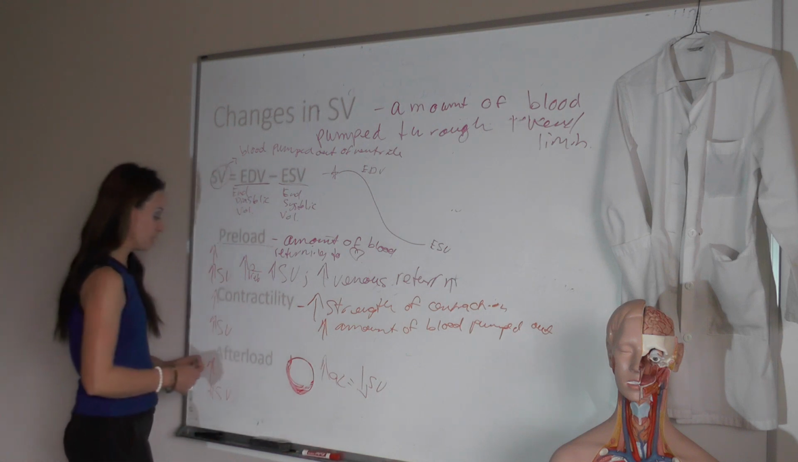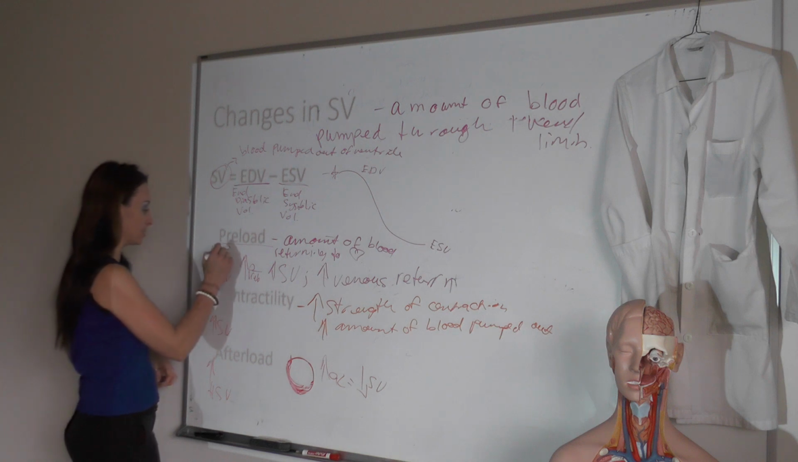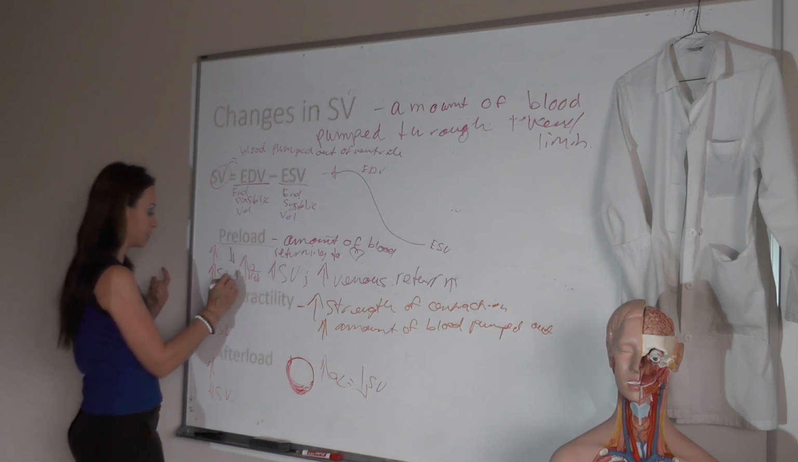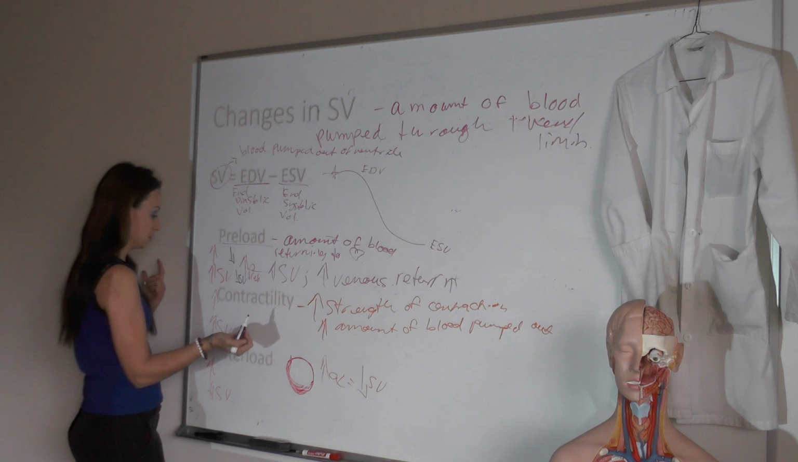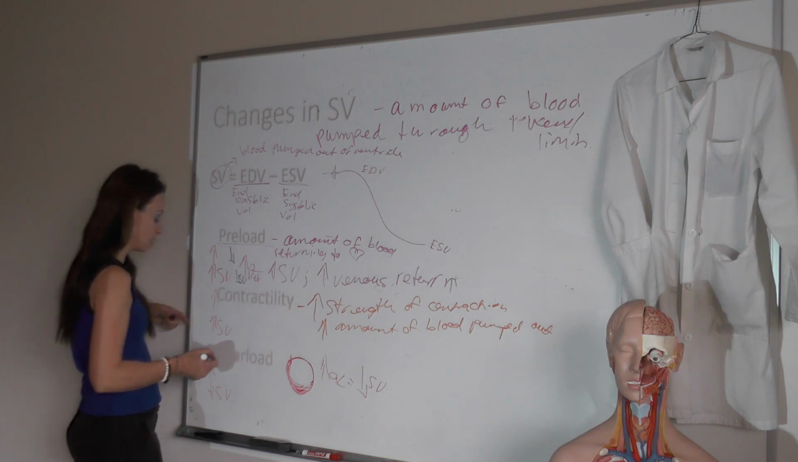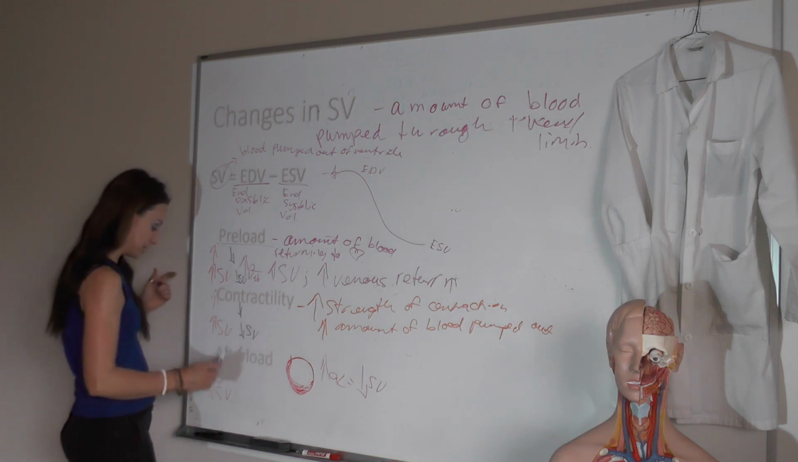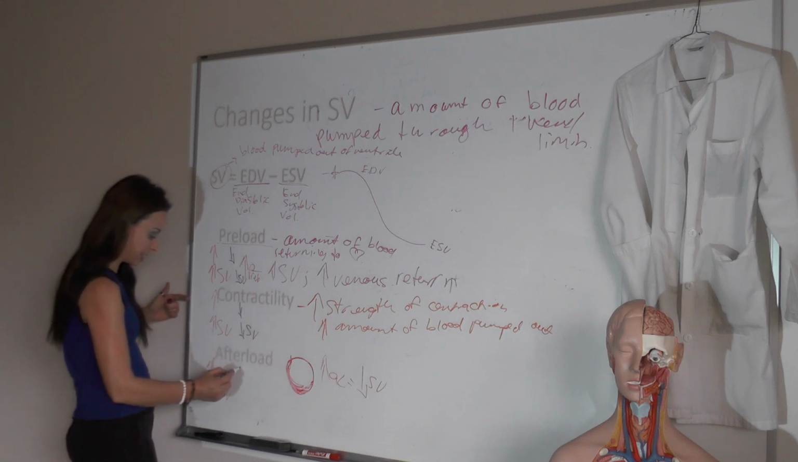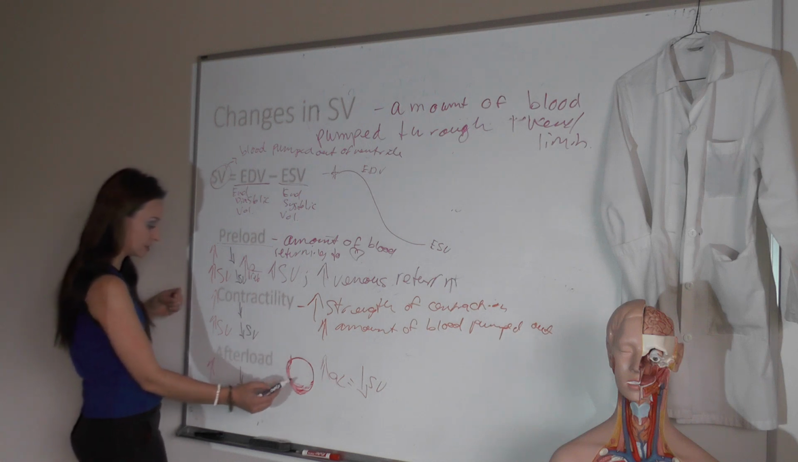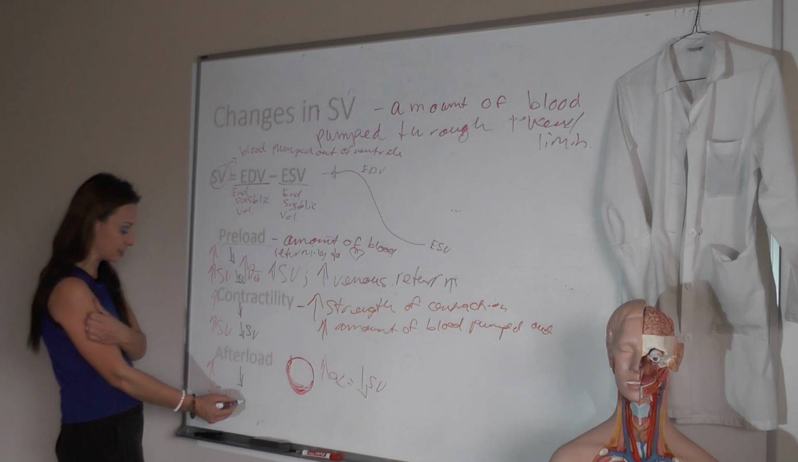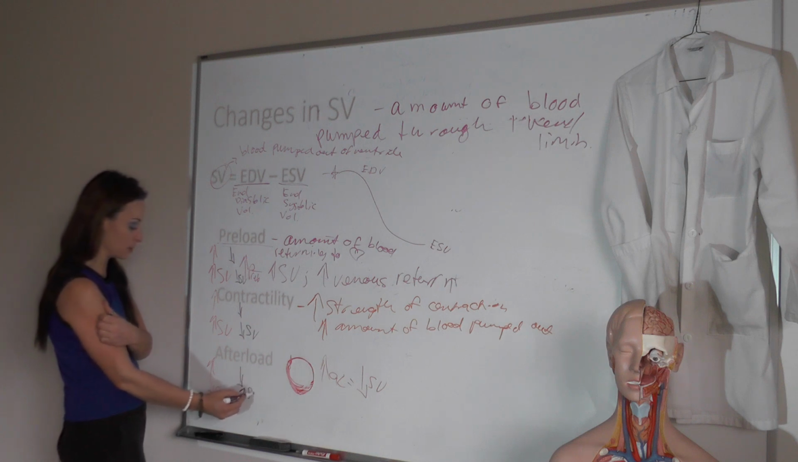All right, what about decreases? If I get a decrease in venous return to the heart, then I would get a decrease in stroke volume. Less blood back, less blood to pump out. If I have a decrease in my force of contraction, then I'm going to decrease the blood I pump out, which would decrease my stroke volume. If I have a decrease in afterload, this is going to have the inverse effect. If I have a decrease in afterload, then I get less resistance, so I would increase my stroke volume.